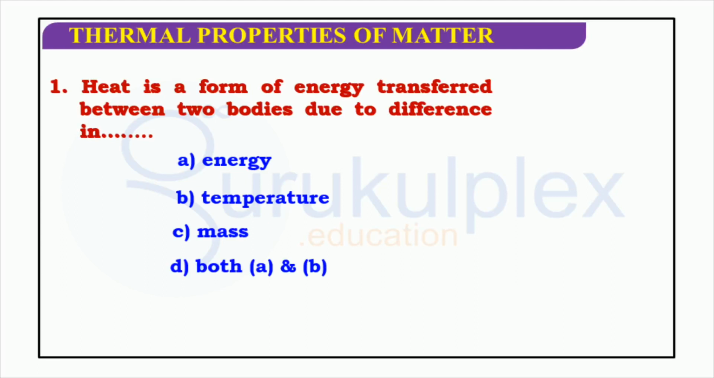Heat is a type of energy which is transferred between two objects because of variation in temperature. This energy transfer is done through one of three means: conduction, convection, or radiation. Such methods of energy transfer account for the thermal properties of matter.